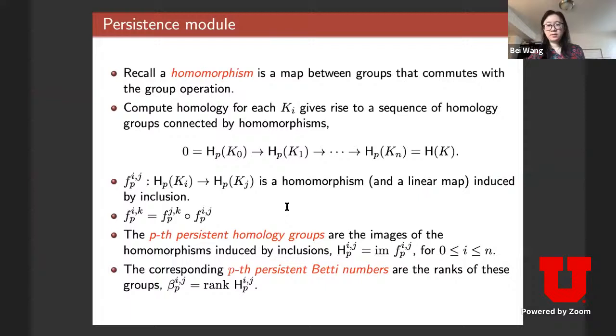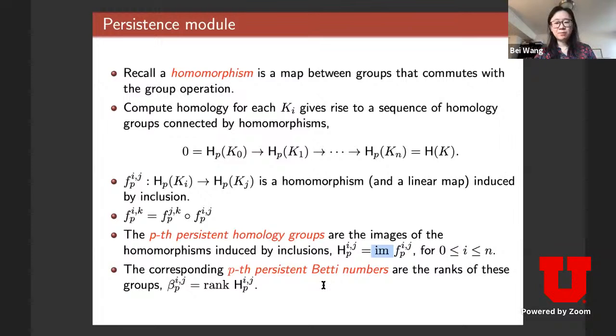All right. So now, remember, I defined homology before. So what is a persistent homology group? Well, it looks very mathematical. It says the persistent homology groups are the images of the homomorphism induced by inclusion: the persistent homology group going from I to J is the image of the function from the I group to the J group. This looks very complicated, but I promise you, once we look at a picture, it will become clearer. What I'm saying is that what I care about in homology are the images of those functions that connect between homology groups. And then the Betti number is the rank of it.